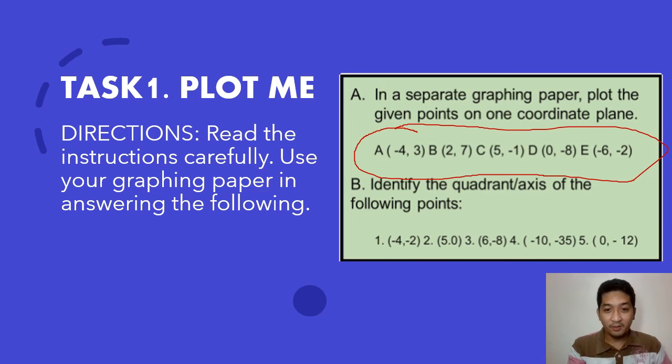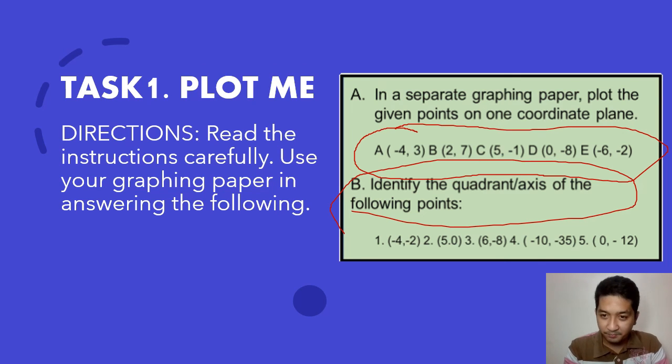Sa B naman, ito madali lamang. You just have to identify the quadrant, huwag na yung axis. You can also find the axis nga pala of the following point. Kung halimbawa yung point mo ay naroroon lang sa mismong guhit, axis lang yon, hindi yung quadrant. Okay? So, you have to identify the quadrant or the axis of the following point.